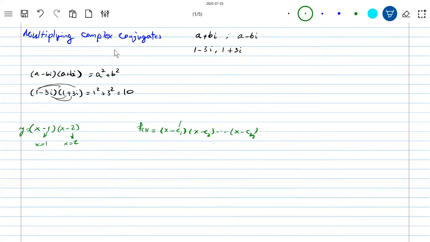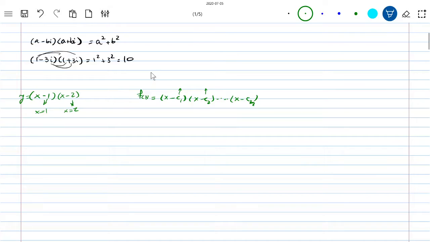So what if these zeros are complex numbers? What happens? The result, still, we want it to be a real coefficient. There shouldn't be any complex number, but we want to discuss how you multiply. Is there a faster way to multiply or something like that?